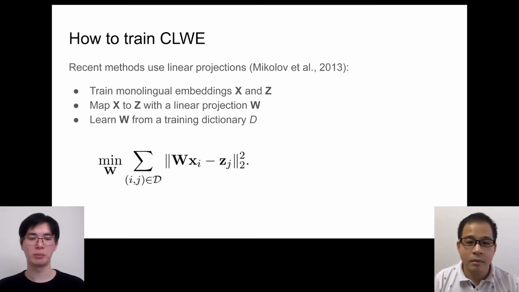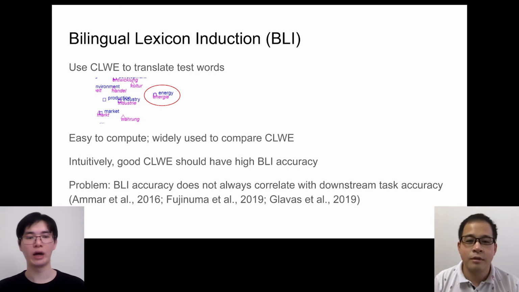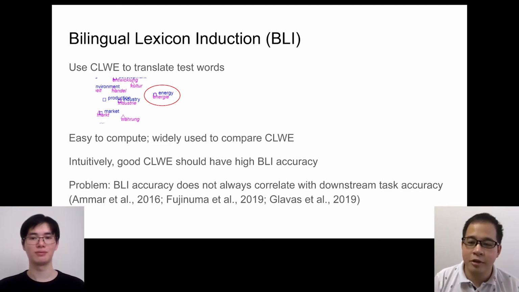I see. But a linear mapping is very restrictive, right? In theory, yes, but the method works pretty well in practice. How do we know if our cross-lingual word embeddings work well? Recent work often uses an intrinsic evaluation task called bilingual lexicon induction, or in short, BLI.